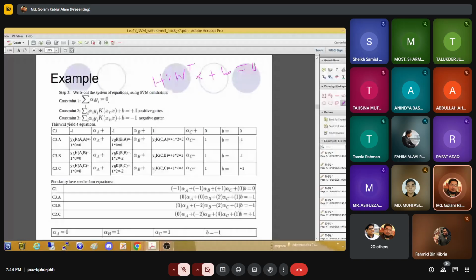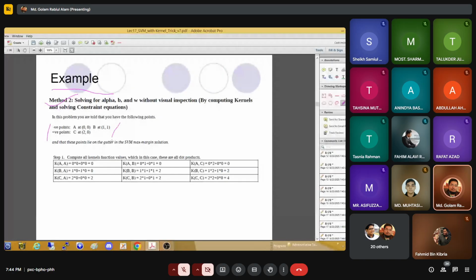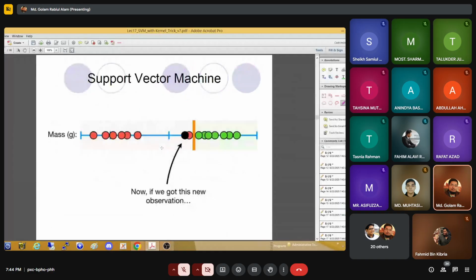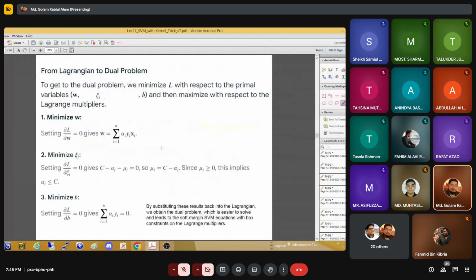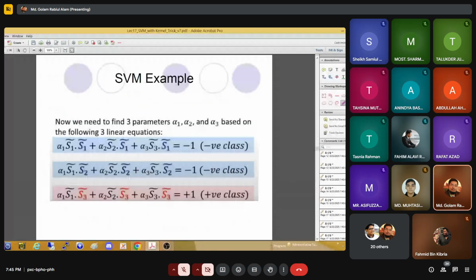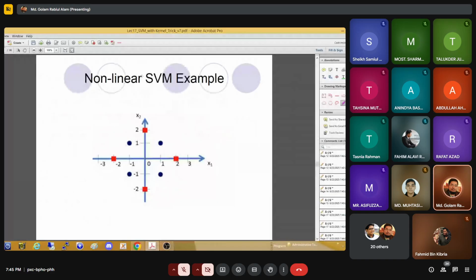So today I want to start discussion on nonlinear support vector machine. Nonlinear support vector machine. And for that, I think we have to start from a nonlinear example.